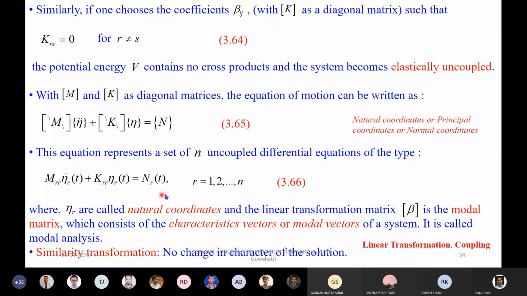As I mentioned, when we transform a system from one set of generalized coordinates to another, generally the property of the system will not change. The natural frequency and other things will not change. So whatever transformation we'll be dealing with is called a similarity transformation also, in which the characteristics of the solution will not change. Maybe the intermediate steps of the solution will change. It may get simplified, but finally the solution will be the same.